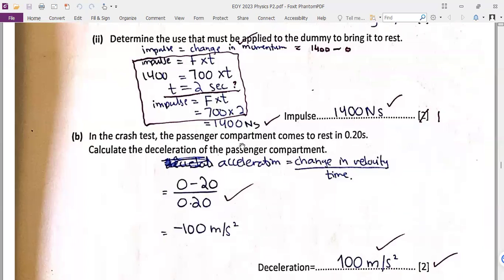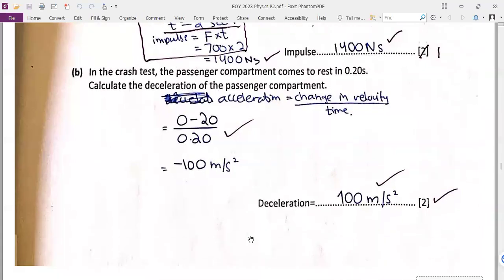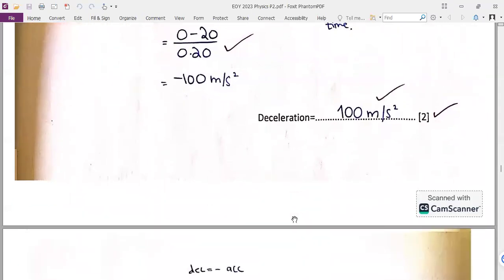The car comes to rest in 0.2 seconds. Find the deceleration. So you know the acceleration is the change in velocity per unit time. Final is 0, initial was 20, in 0.2 seconds. A simple calculation gives you the answer. So make sure you don't use the negative sign in the answer because the deceleration already means negative acceleration. Full mark.